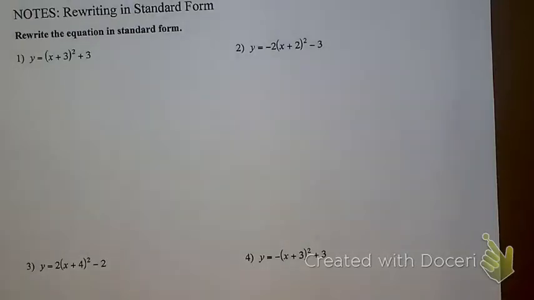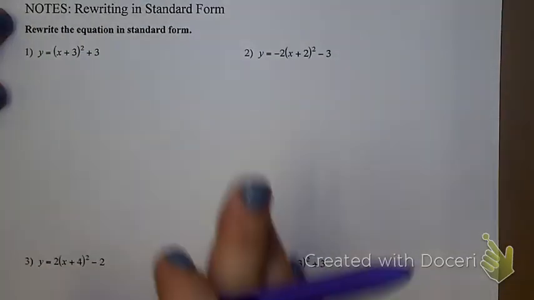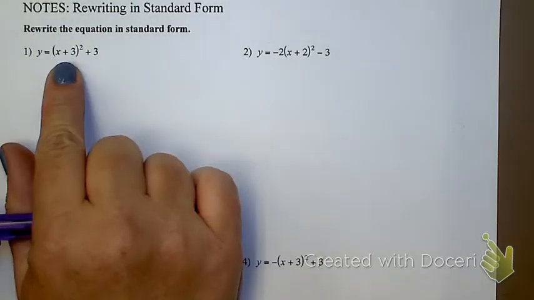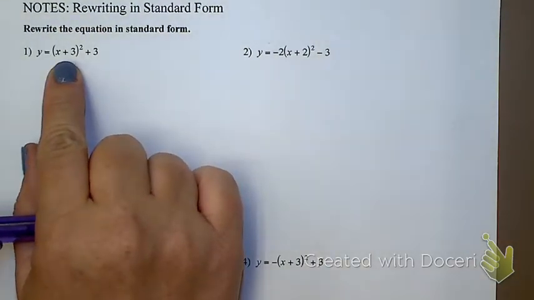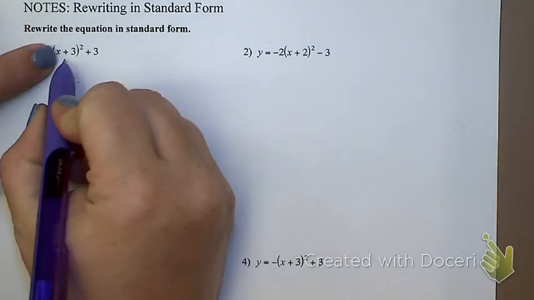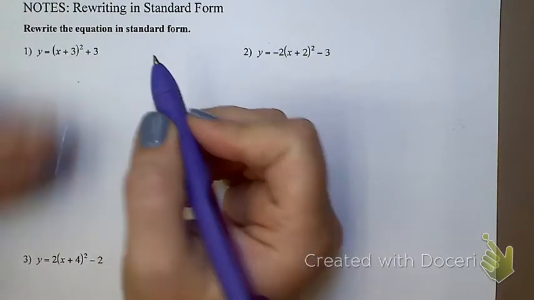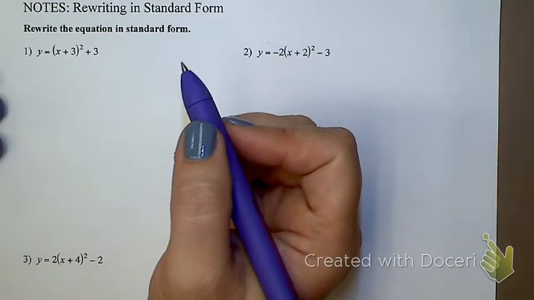Okay, so here we go. This should be a really quick lesson. We're going to be rewriting quadratics in standard form. If you notice, the equation is given to me in vertex form, where I could very easily pull out the vertex of negative 3, 3. Remember, you changed the sign there. But instead of doing that, we want to rewrite it in standard form.